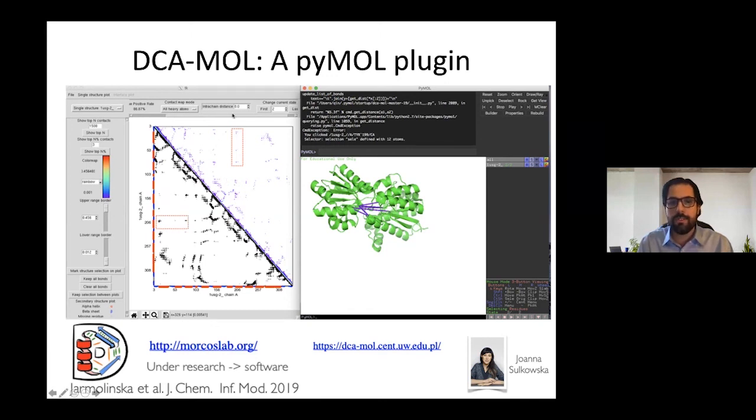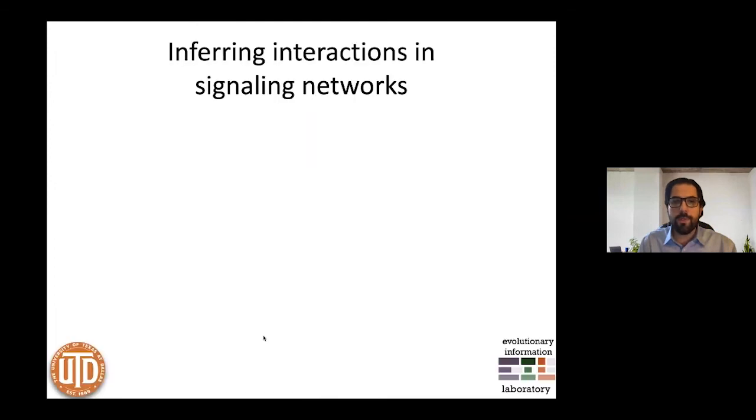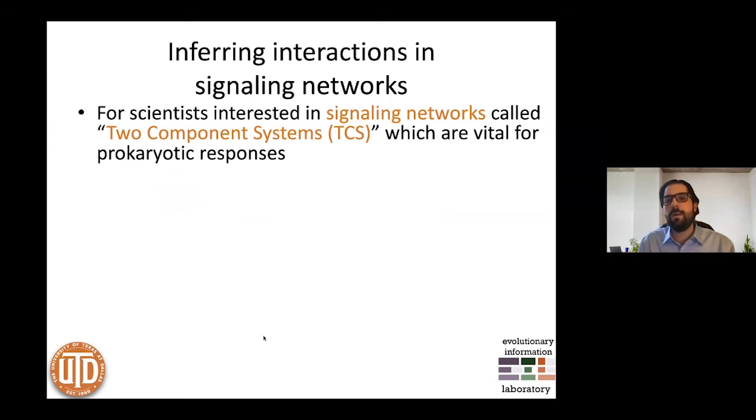Okay, so this tool can be accessed through our lab website, morcoslab.org. But obviously, I'm happy to talk to someone who could be interested in using this. Now, I wanted to move a little bit faster past the DCA methodology, because I wanted to share a little bit more about this new tool that we're finishing. We're going to release it very soon.